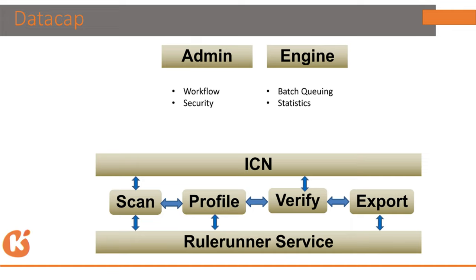For example, the engine database has stored the data, and it will give the response to the Datacap server that the particular record has been inserted. The batch is created by the particular user, and this is the state of each batch, the batch status. That information will be stored in the engine database. Then, once the information is stored in the engine database, the status will be updated in your Datacap client, ICN.